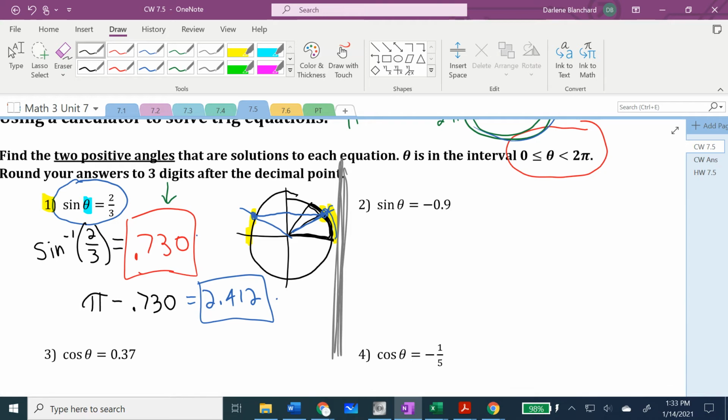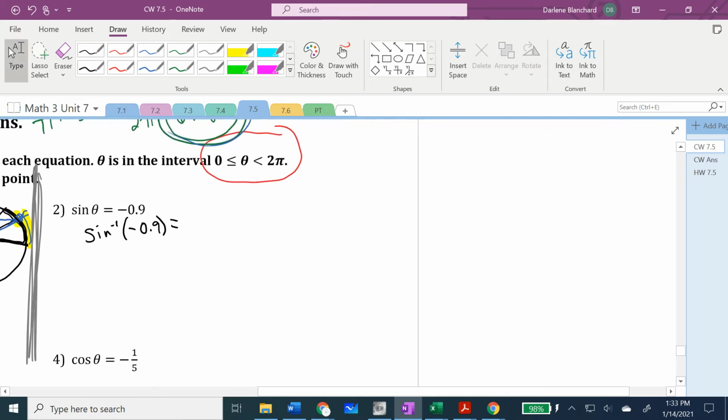The first thing you're going to do is find the inverse sine of negative 0.9 with a calculator. I want to remind you that the summary we looked at a moment ago told us that our calculator will only give us an answer that is either an angle from 0 to pi over 2, or an angle that is 0 to negative pi over 2. We are only going to get an angle in that range when we use our calculator.